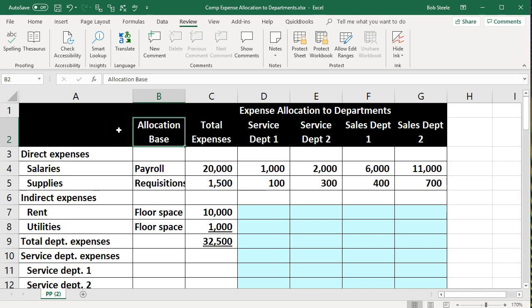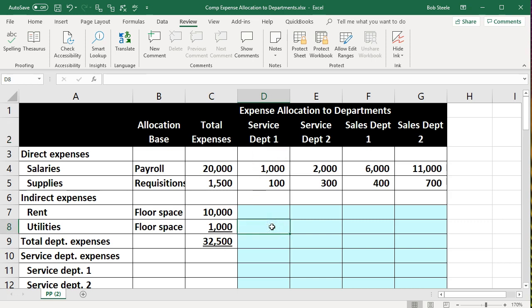We have the allocation base, which is what we're going to use in order to make allocation of the indirect costs. Payroll requisitions. We have the total expenses for, in this case, the salaries and supplies. We have the service departments, service department 1 and 2, and then sales department 1 and 2. The service departments are not going to be generating revenue. So we're going to be allocating costs to the service departments, and ultimately the costs of the service departments will then be allocated to the sales departments, the revenue generating areas.